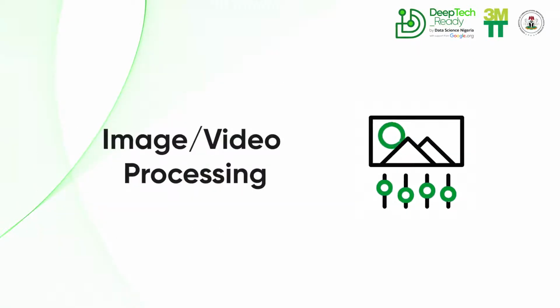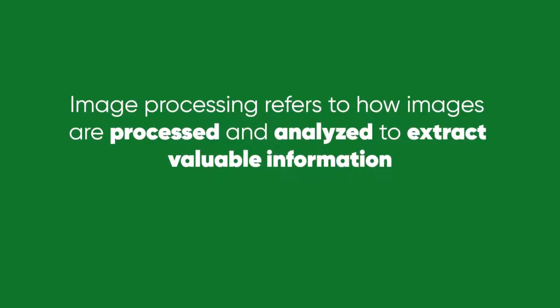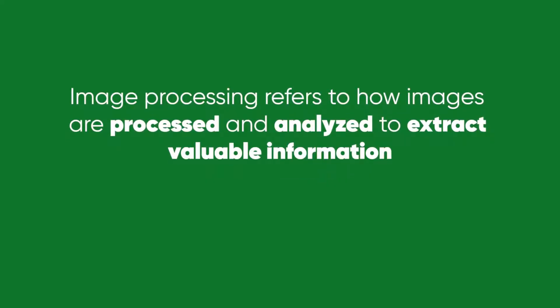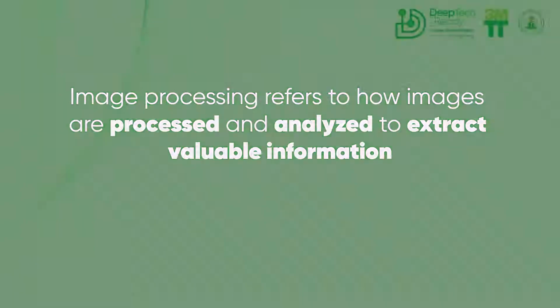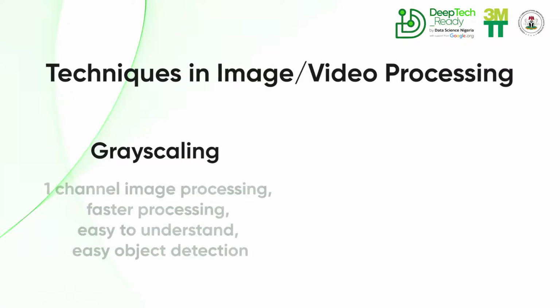So, first and foremost, image and video processing. It's an aspect of computer vision that deals with how images are being processed or how they are being analyzed in order to extract valuable information. And one of the techniques that is very paramount with respect to image and video processing is grayscaling. Grayscaling is simply a one channel image processing, and it has been proven with respect to grayscaling that it makes image processing faster, easy to understand, and easy for object detection.